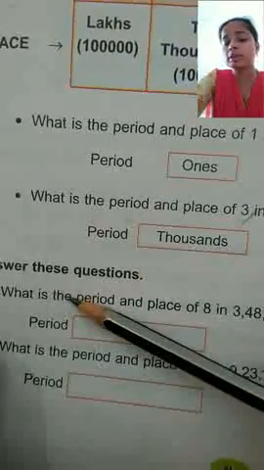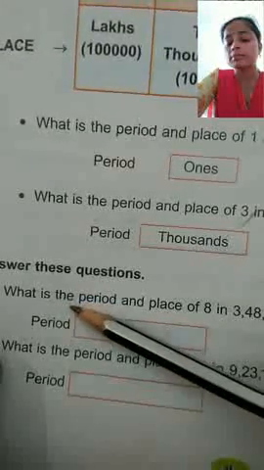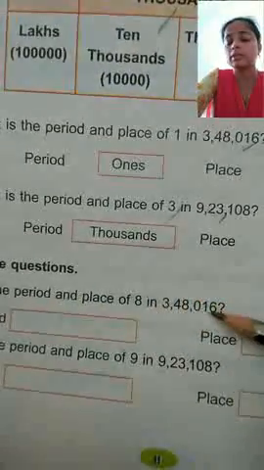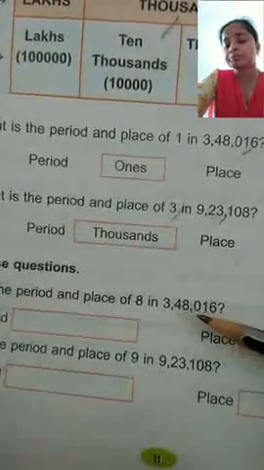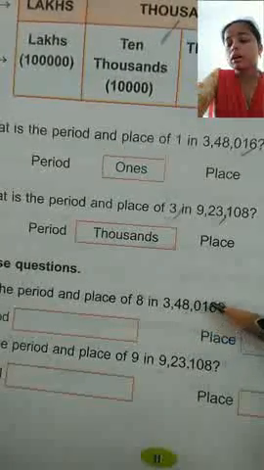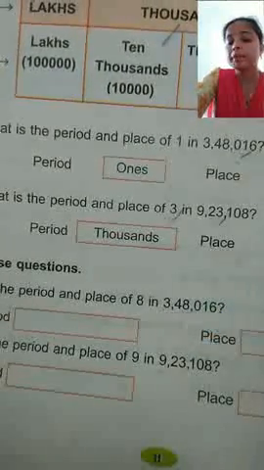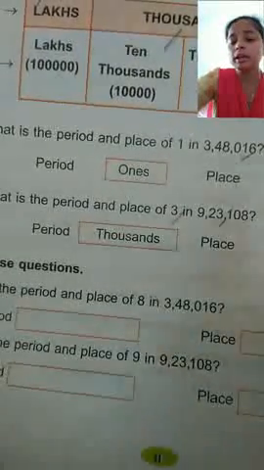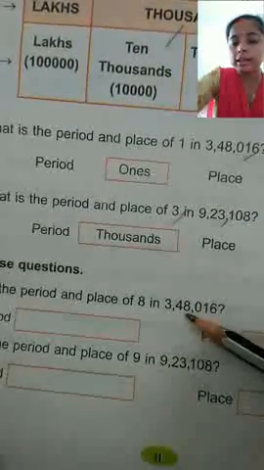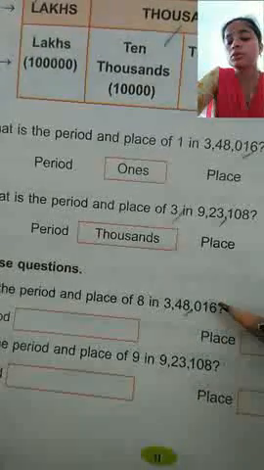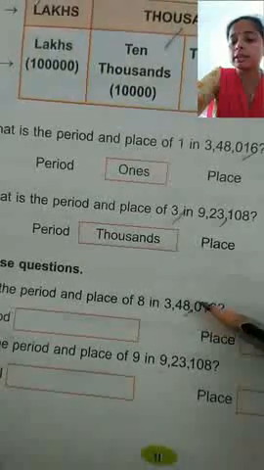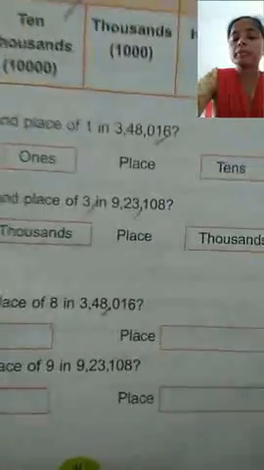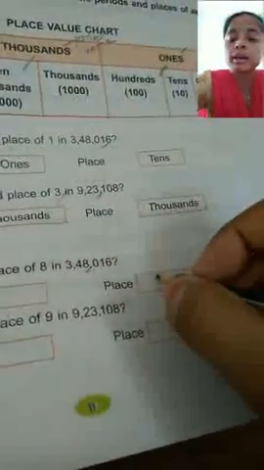In this question what do we have to do? We have to find the period and the place of the 8 in the given number. Again here we have to find the period and the place. So first we will count for finding the place. So this one is 1, this one is 10, this one is 100 and this one is 1000. So what is the place of 8 in the given number? It is 1000.